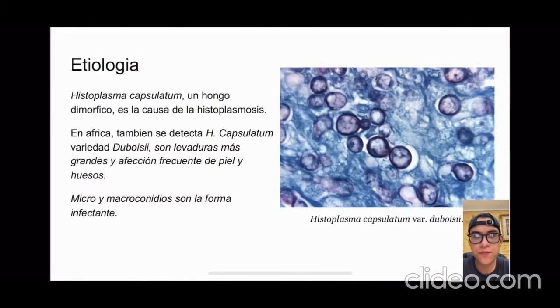Etiology. Histoplasma capsulatum is a dimorphic fungus and is the cause of histoplasmosis. In Africa, Histoplasma capsulatum var. duboisii is also detected, which is characterized by larger yeasts and more frequently affects the skin and bone tissues. Macro and microconidia are the infective form.